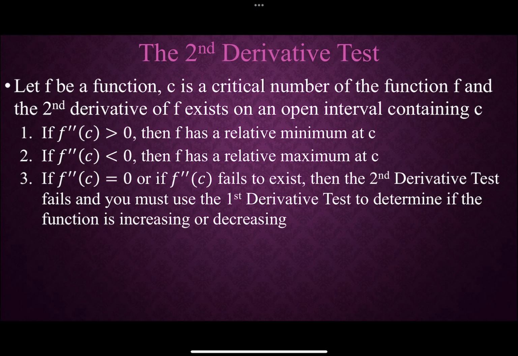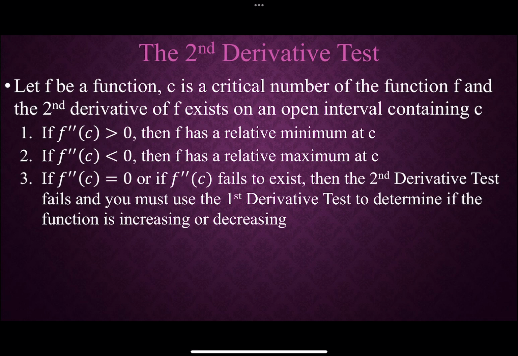But then we plug that value into the second derivative. And if the second derivative is positive, well, then it's a minimum. If the second derivative is negative when you plug in that point, then it's a maximum. And unfortunately, if the second derivative is equal to 0 or fails to exist, then the second derivative test fails, and you have to use the first derivative test. So obviously it has some disadvantages.